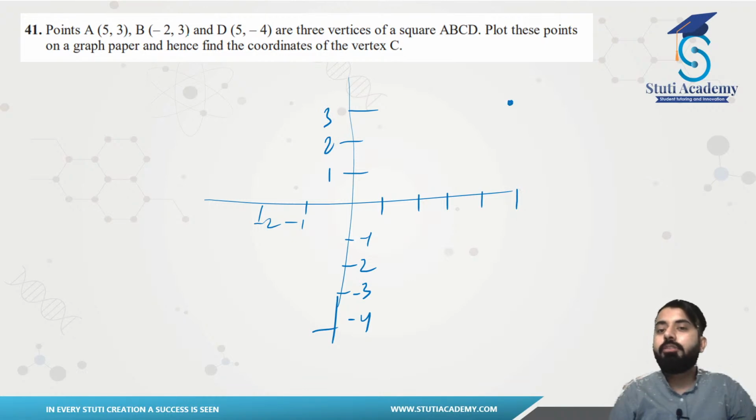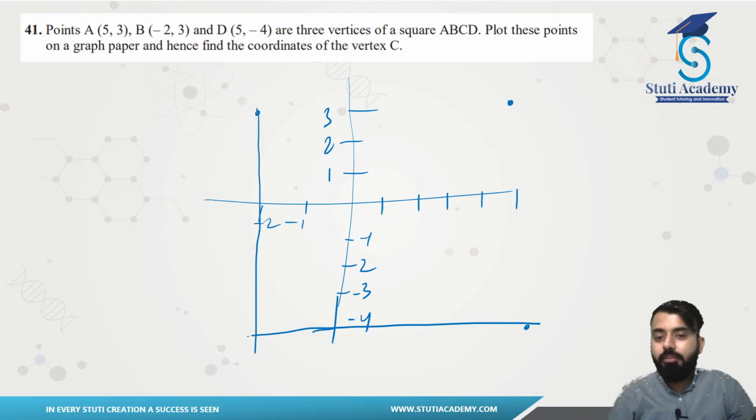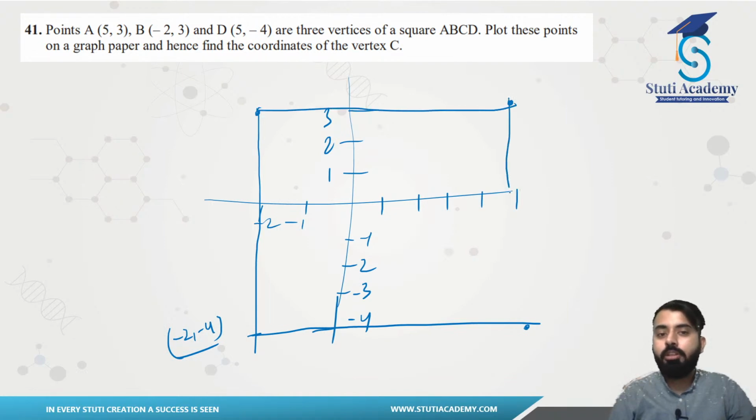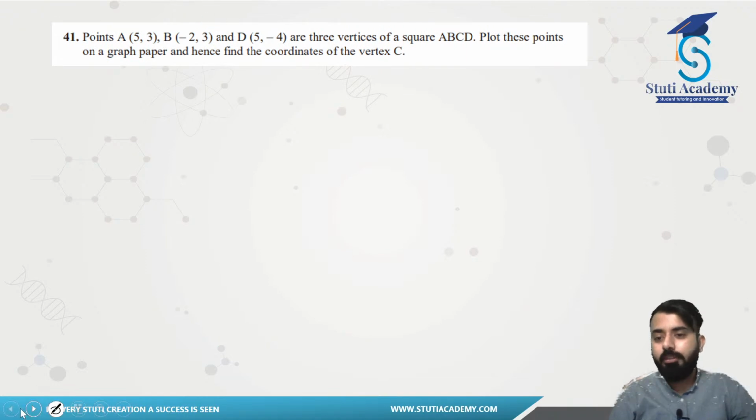Then we have -2 comma 3. Then we have 5 comma -4. That should be here. Then you can see the line will be passing through this point, meeting this point. So you see this will be -2 comma -4. So you have your square and you have the remaining coordinates of C, which are -2 comma -4. I hope you understand this and you don't have any doubt in this. This is a similar question.